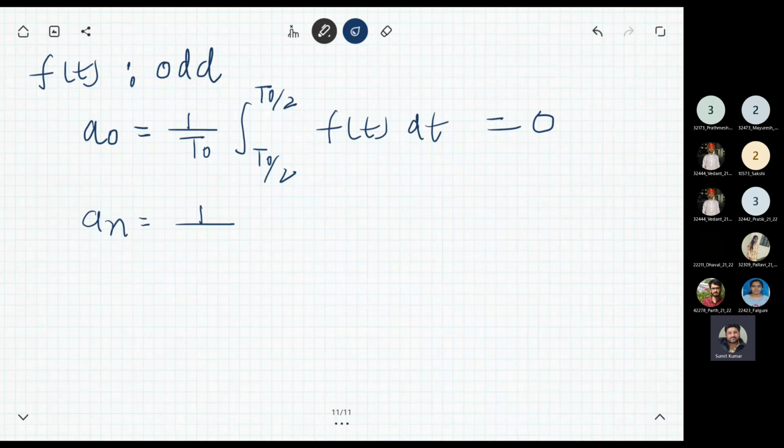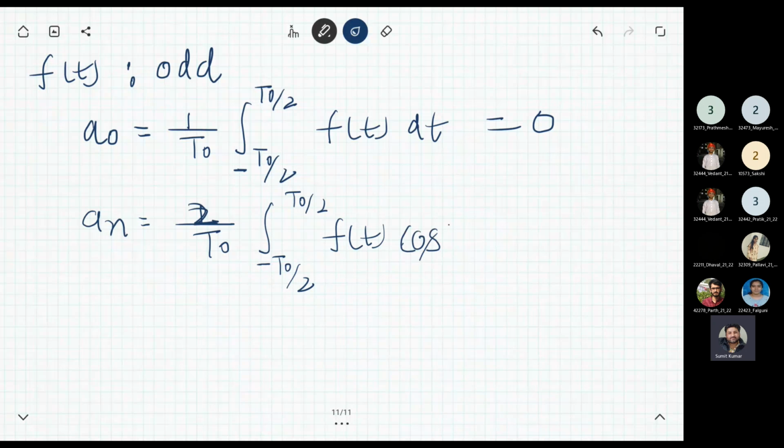You have 1 by T naught, sorry, 2 by T naught, integral from minus T naught by 2 to T naught by 2, f(t) times cos n omega naught t dt. So you see that this is odd and this is even. Odd times even is odd, and an odd function over a symmetric limit integrates to 0, right?